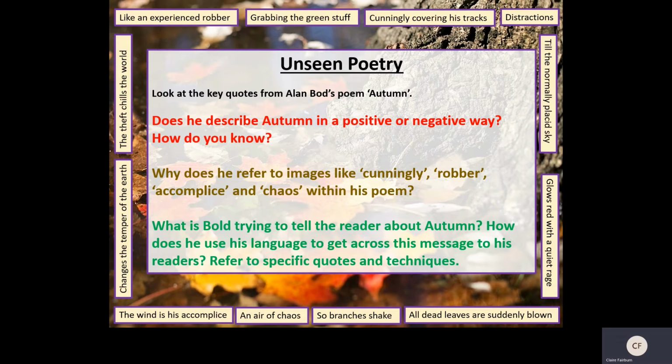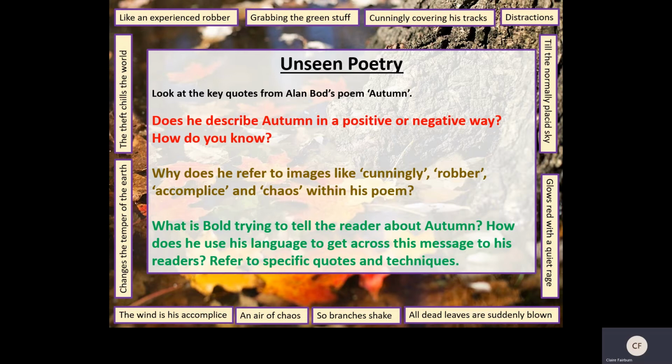If you have seen this poem before, fantastic, it means you're extremely well read. If you haven't, that's absolutely fine, because you'll be the same as 400,000 other students in the country. So today we're going to be looking at these questions. Does Alan Bold describe autumn in a positive or negative way, and how do you know? Why does he refer to images like cunningly, robber, accomplice and chaos within his poem? And finally, what is Bold trying to tell the reader about autumn? How does he use his language to get across this message to his readers? You need to refer to specific quotes and techniques.